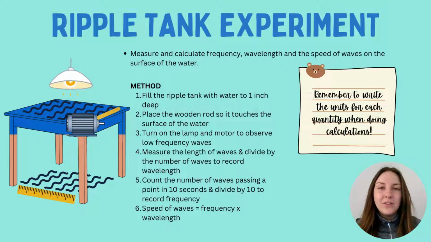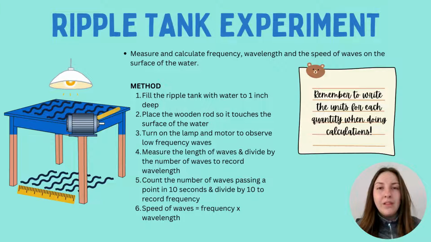So here is a practical method that nicely illustrates those calculations we've just talked about in an experimental form. The key aim for this experiment is to measure and calculate the frequency, the wavelength, and the speed of waves on the surface of water. Now, remember, water waves or ripples on the surface of water are examples of transverse waves. So what we expect to see are really clear transverse waves that have that typical wave shape.